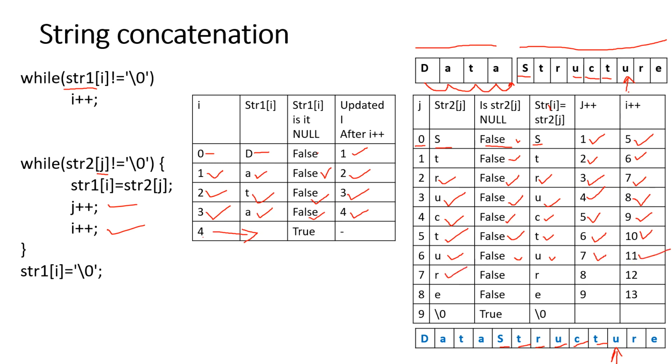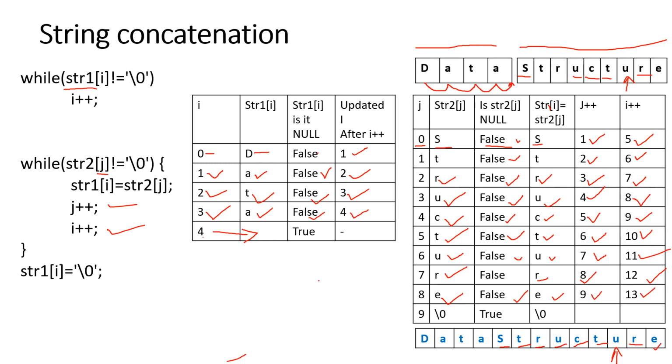Seventh character R. You have to copy that to this place. Why? Because it is not null. Next, increase the value of J to 8. Increase the value of I to 12. Next, the jth character E, which is not null. Copy that to the result string. Next value of J is 9. Next value of I is 13.